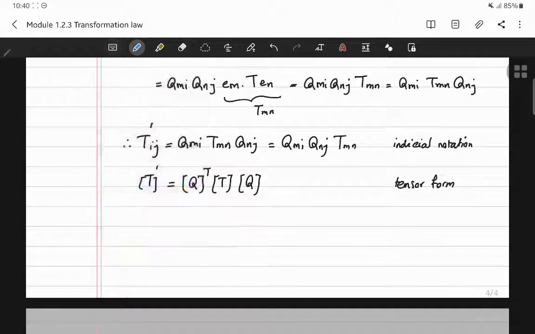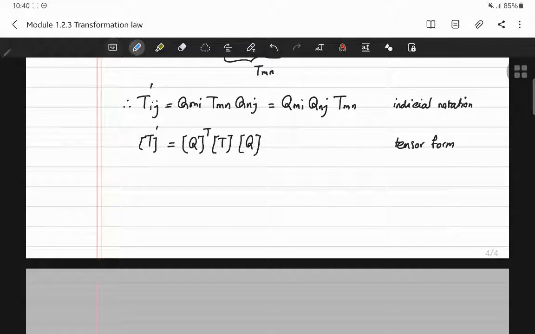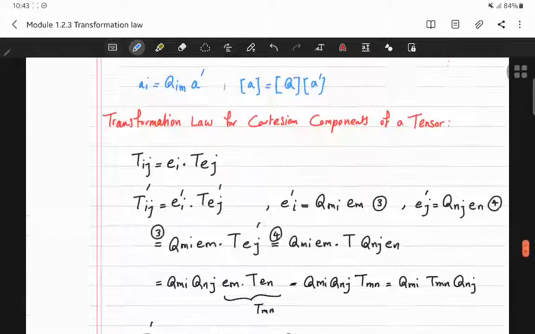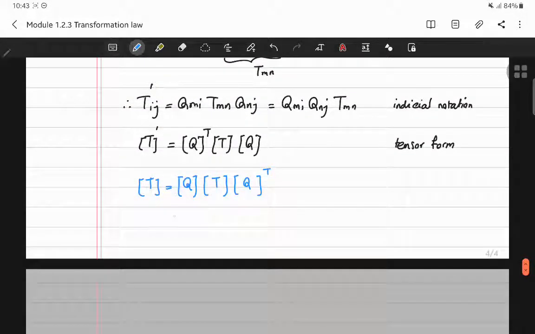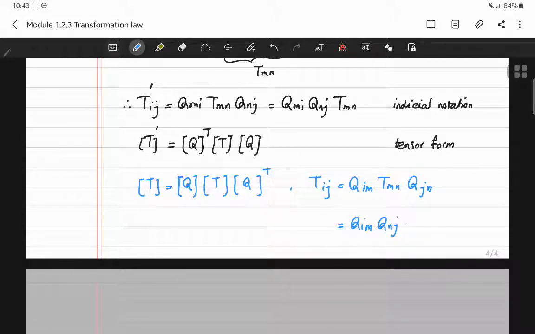And you can simply write the transformation law from the prime to the unprimed. So it becomes T is equal to Q T Q transpose. Oh, sorry, Q transpose. And the same reason from here applies to here from the vector applies here. So if we write this in the indicial notation, this becomes TIJ is equal to, this time this is QIM. Then we have TMN, then we have Q instead of NJ, so we have to write JN because we have the transpose, or this is equal to QIM, QNJ, TMN.